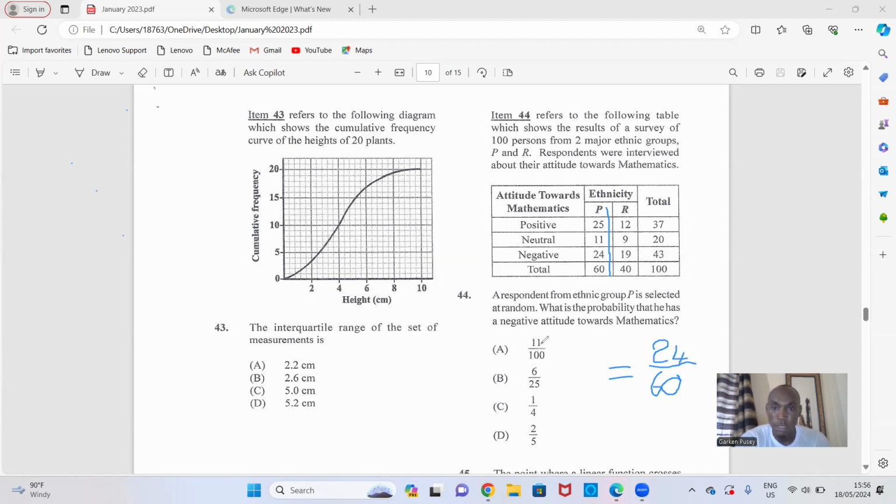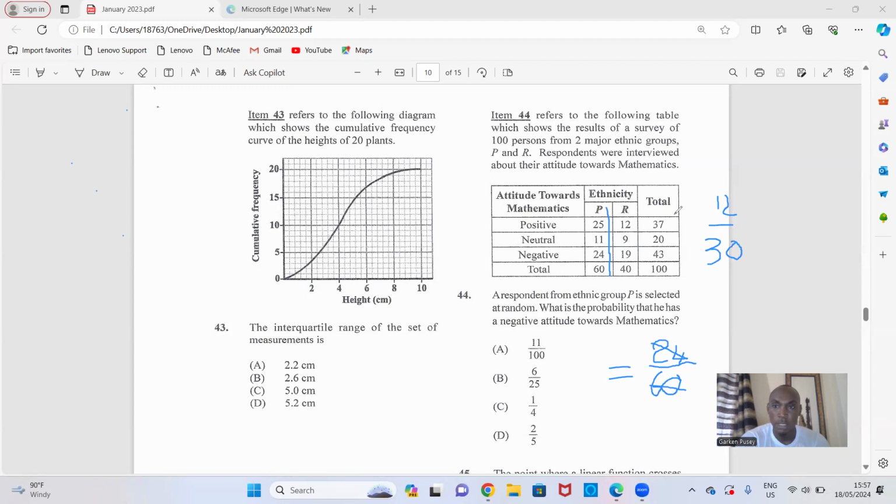Now, if you look at your answers, we are not seeing 24 over 60. So what you want to do is reduce this. Let's take our time. I'm going to go by 2. So 2 can go into 24, that's 12 times. And 2 can go into 60, that's 30 times. I double check my answer again.